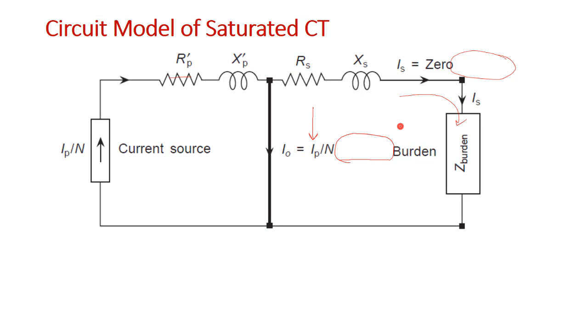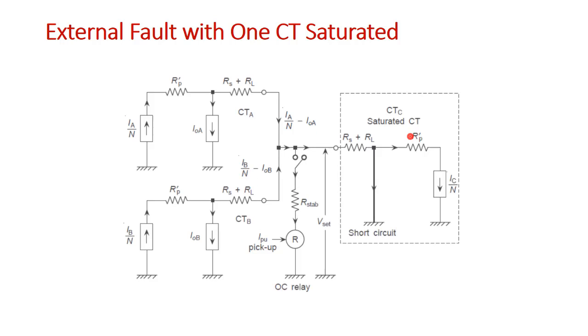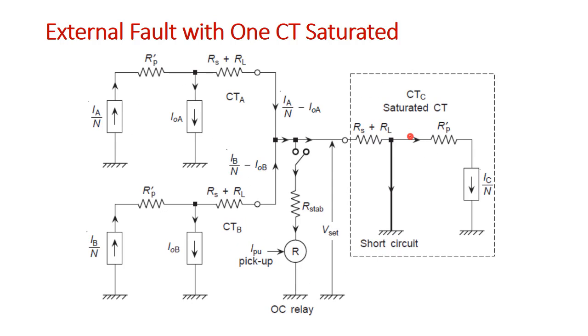Now we can see this is the same aspect, just modified by the ideal transformer being replaced by a current source, that is IP by N, right? Okay. So now let us consider the external fault with one CT saturated. How will it look? Just replacing the equivalent circuit of each CT.